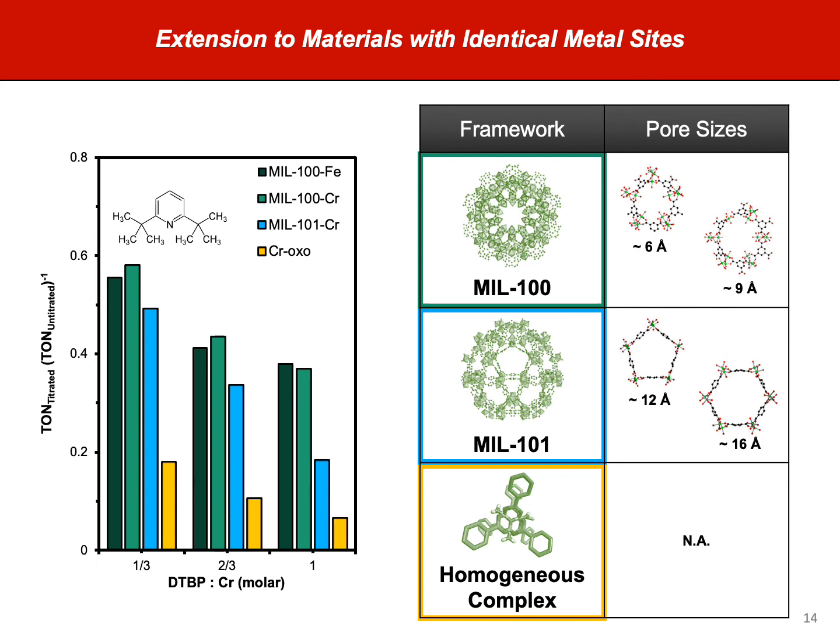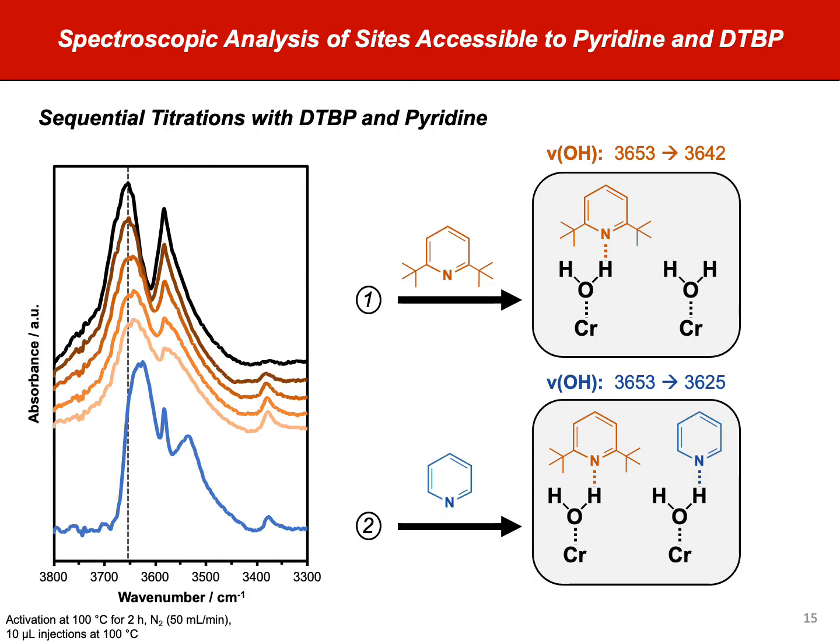So what we see, when we look at the fractional reduction in net turnover number as a function of DTBP to chromium ratio, is that these fractional reductions are independent of metal identity, but these fractional reductions increase systematically when we alleviate diffusion constraints around the oxo-centered trimer node, consistent with limited access of DTBP to Brønsted acid sites being responsible for the incomplete titrations. Sequential titrations involving DTBP and pyridine reinforce these conclusions.